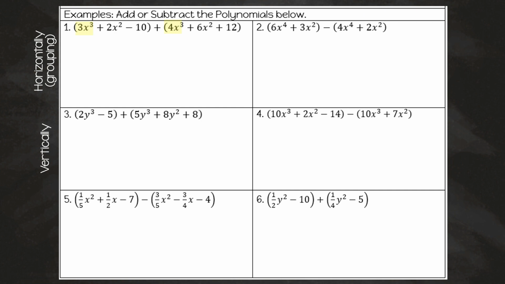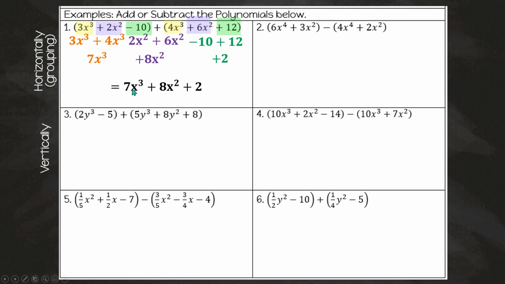Okay, so here I have 3x cubed plus 4x cubed. Add those two together and I get 7x cubed. Positive 2x squared and a positive 6x squared. Combine those two terms and I get a positive 8x squared. Then I have a negative 10 and a positive 12. Negative 10 plus 12 is a positive 2. Bring it all together and I have 7x cubed plus 8x squared plus 2. And that is my final answer.